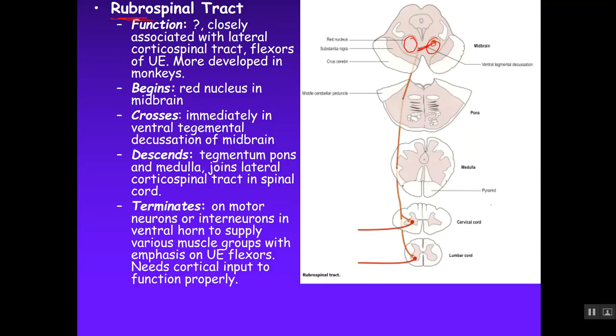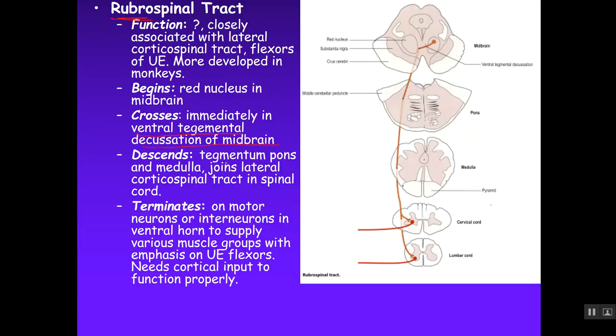It crosses over in that same area that we talked about with the tectospinal tract. Remember, the tectospinal starts up here and it also crosses over in the tegmental decussation of the midbrain. Actually, I shouldn't say it's the same, I get ahead of myself. This is the tegmental decussation. There's a ventral part and a dorsal part. The tectospinal tract crosses over in the dorsal part, the back part, and this one crosses over in the ventral part of that tegmental decussation. Probably a detail that you don't have to know for the exam, though.